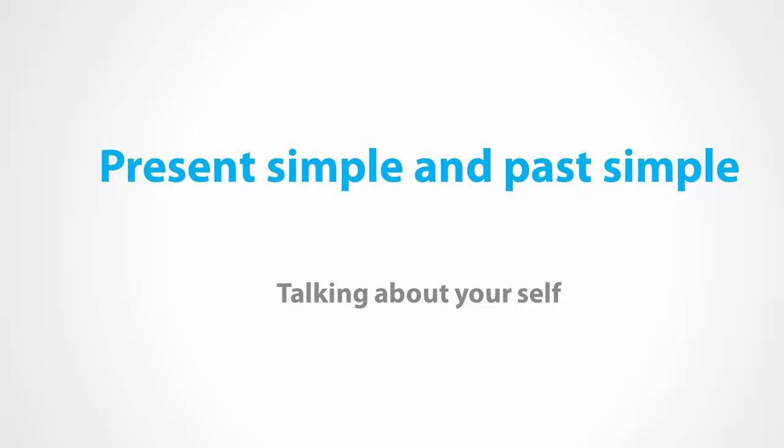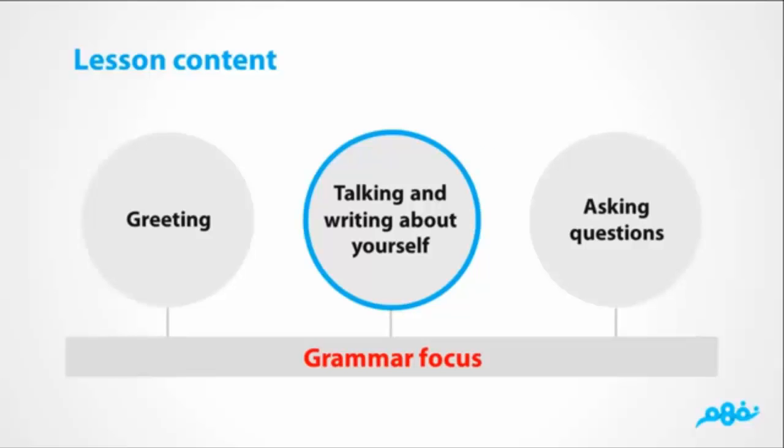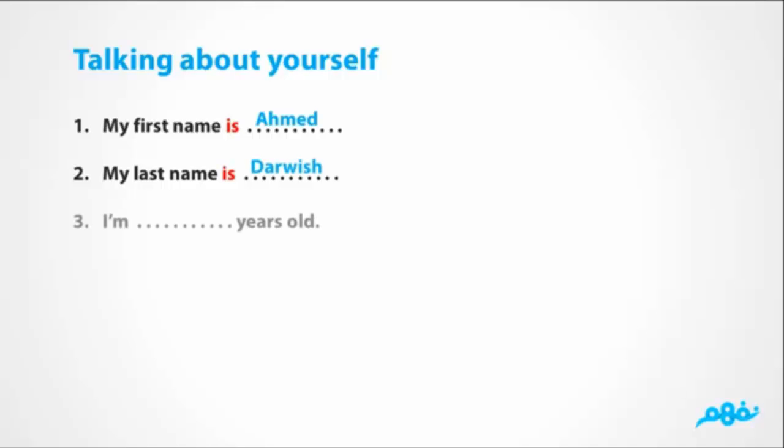When we shift to the second component of the unit, it's about yourself. So you will say your first name by saying, my first name is so and so, and you will say something about your last name. My last name is the family name. Then you will say something about your age. For example, I am 12 years old or I am 11 years old.